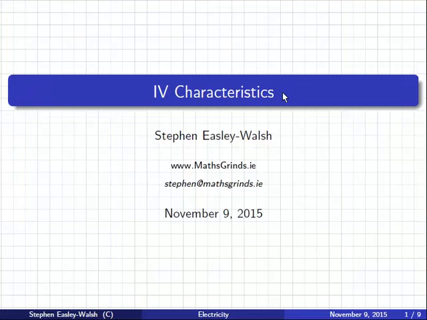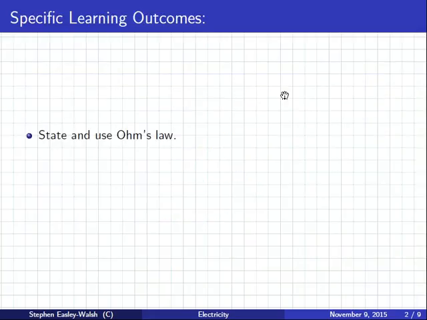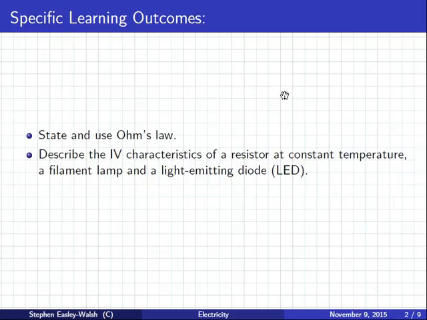Okay. This lesson, nice, easy lesson. We're learning how to make an important graph. Okay, so nice and easy for this one. IV characteristics. You got that? Yeah. So we'll be talking about Ohm's law.